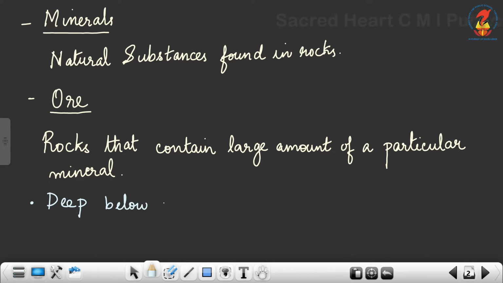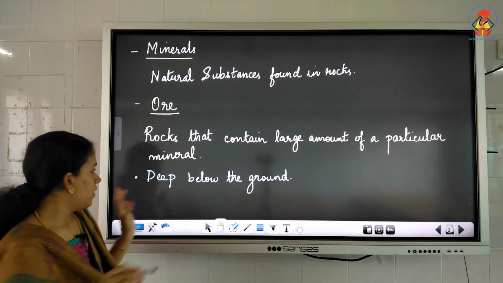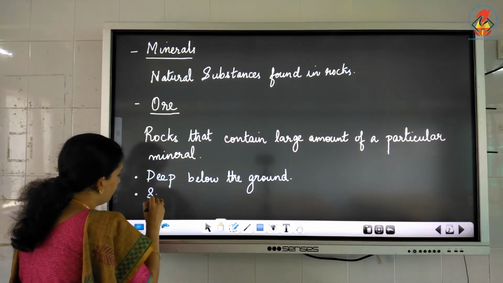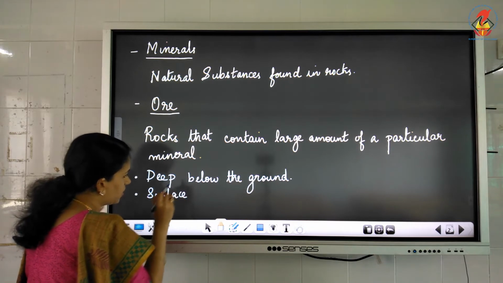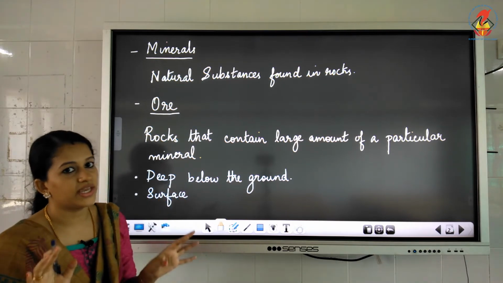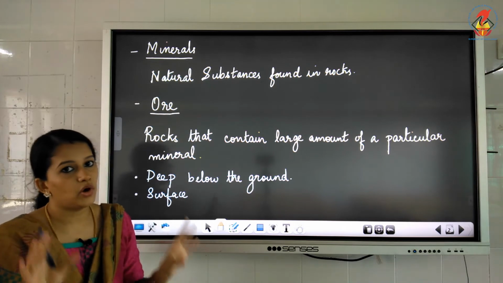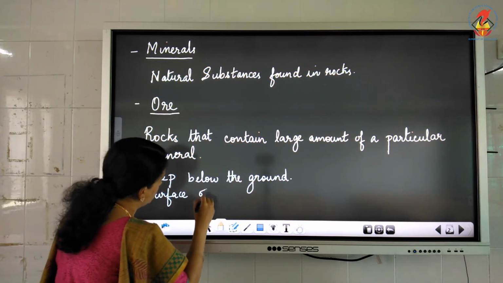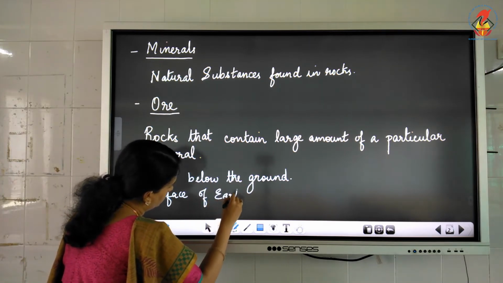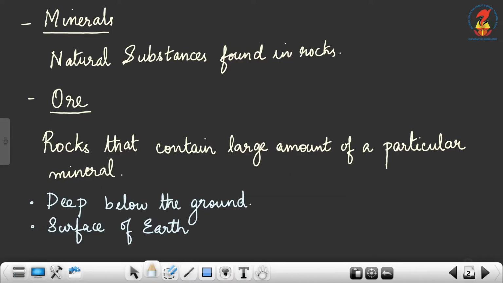Deep below the ground, or deep below the surface of the earth, we can find ores. Or it is found on the surface of the earth. You can see rocks on the surface of the earth also. You can see rocks deep below the earth also. Or it can be found at the bottom of the sea.